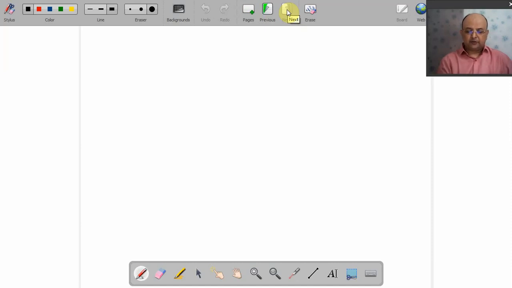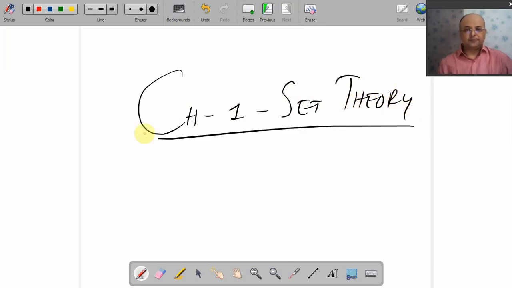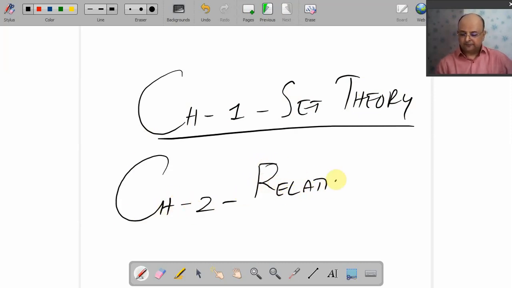Yes. So that was the end of chapter 1 set theory. Next time we will start with chapter 2, relation and function. That is from next time.